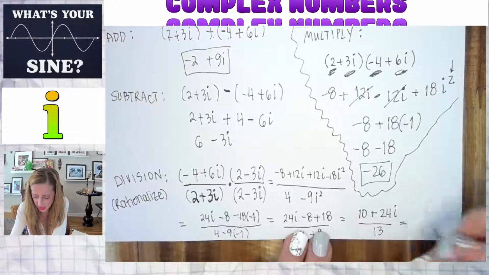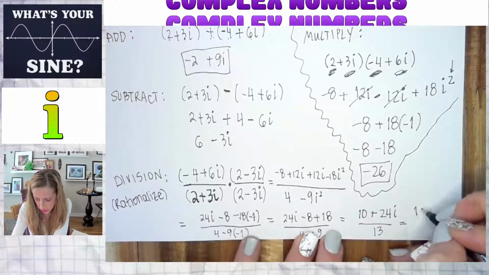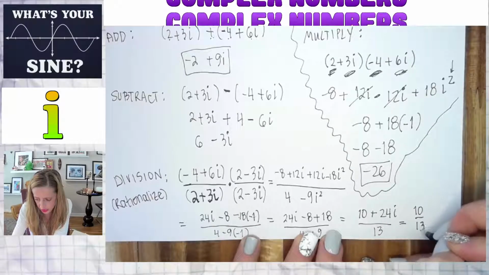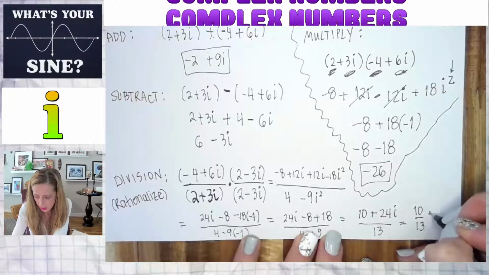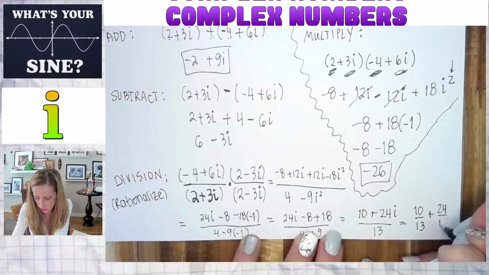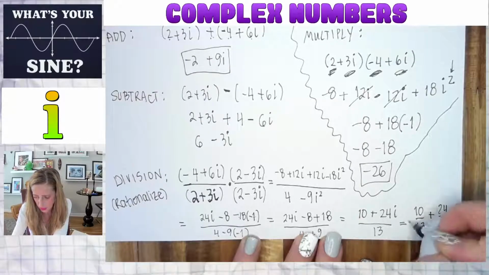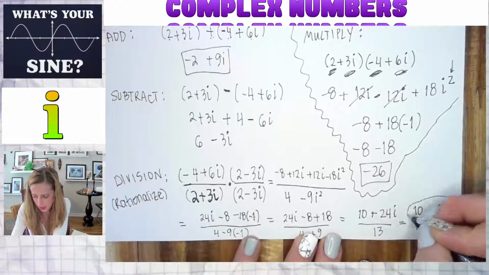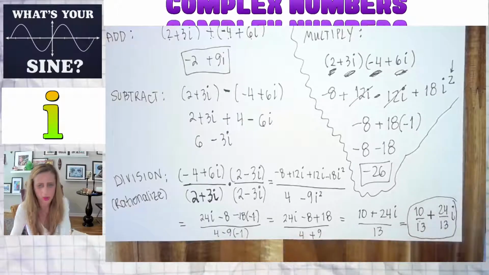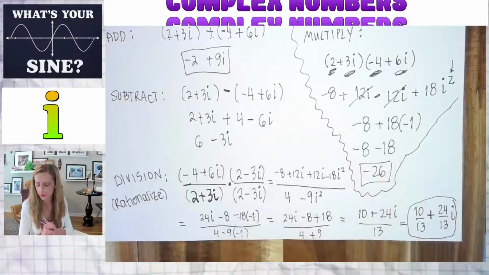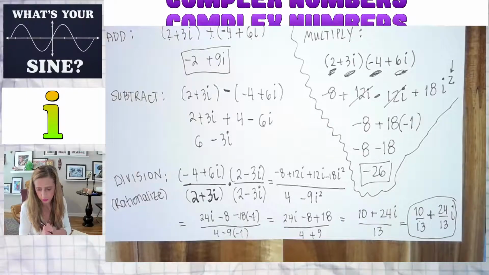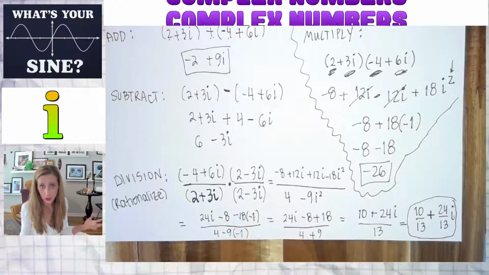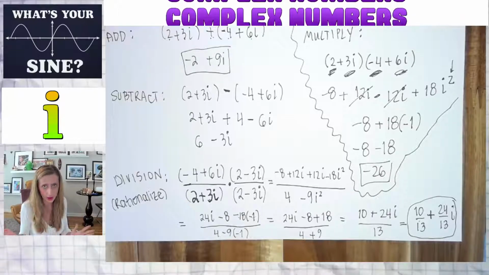The only thing they might do extra to simplify is do 10 over 13. So you see your a plus 24 over 13 i. So it's like a plus or minus bi. And then you're done. So we don't have i's in the denominator ever. Not allowed to have them. We get rid of them. And we don't have i to a power in our answer other than i to the first power.